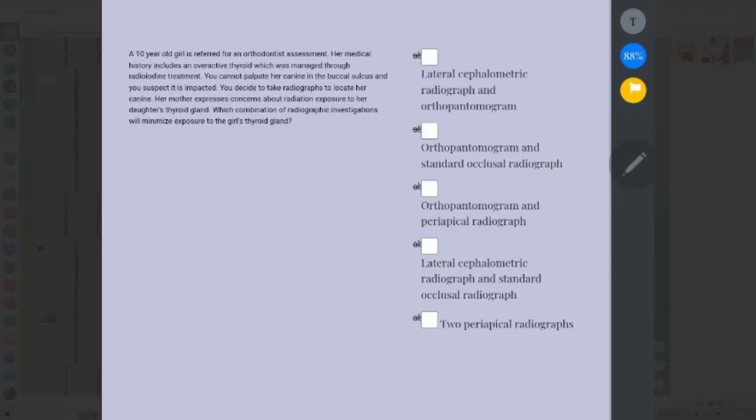Lateral ceph, no. And standard, like we use these orthopantomogram and periapical, lateral ceph, and these two periapicals. If we are talking in terms of minimizing exposure, then two periapicals will minimize exposure. That's why I'm going to select E, because they have the limited dose. So option E here.